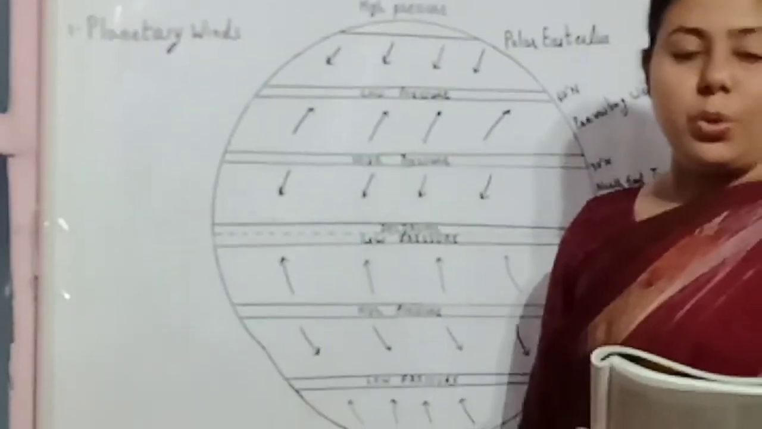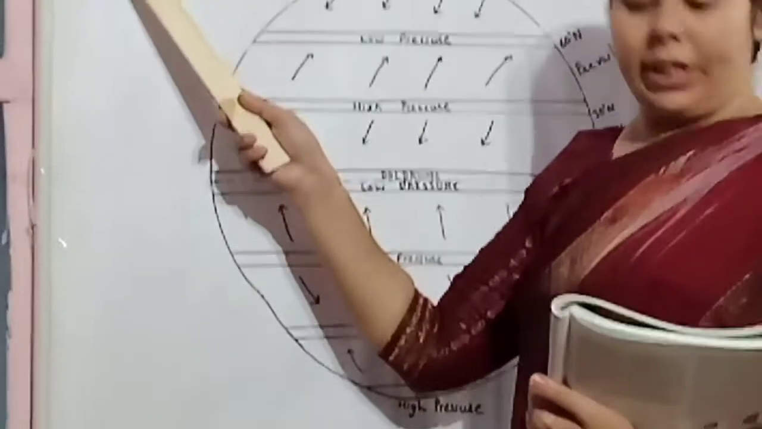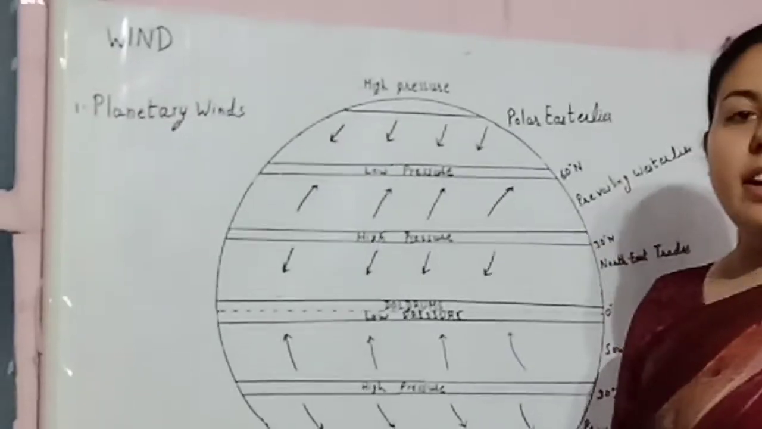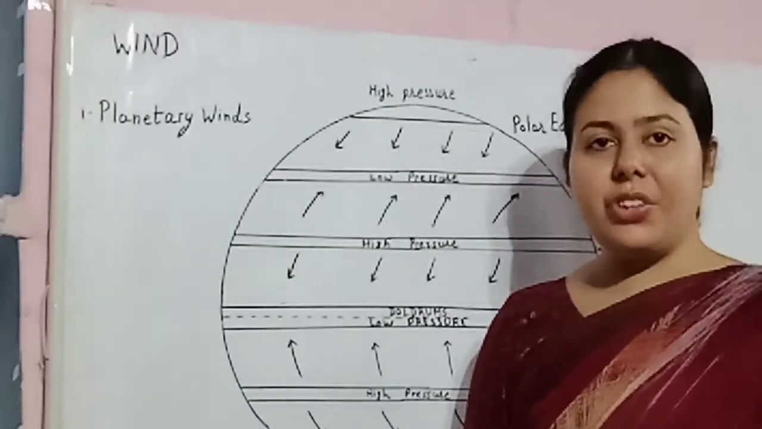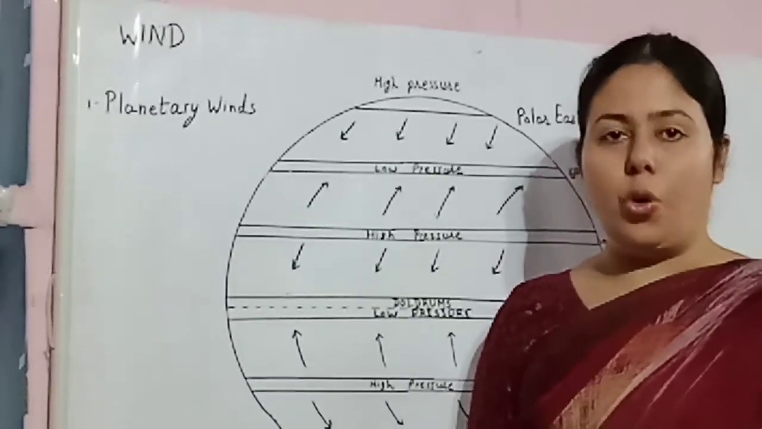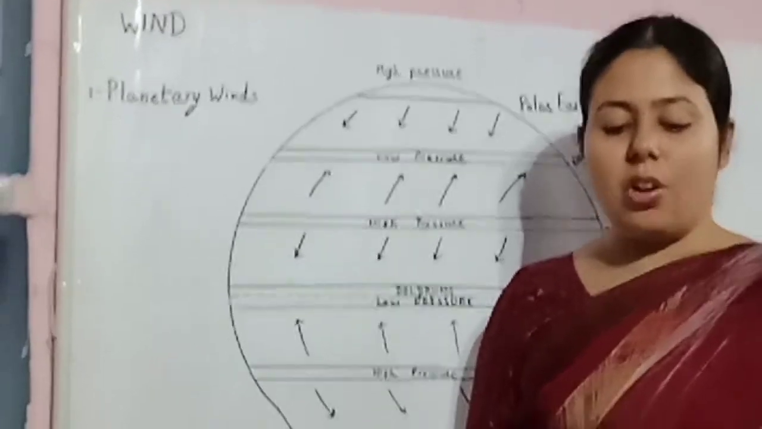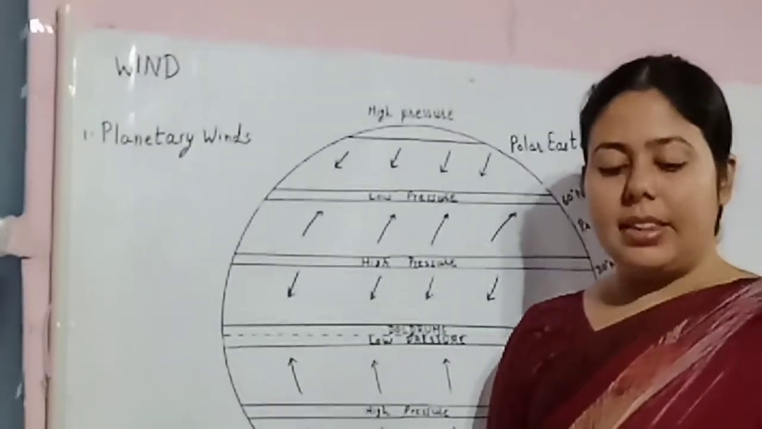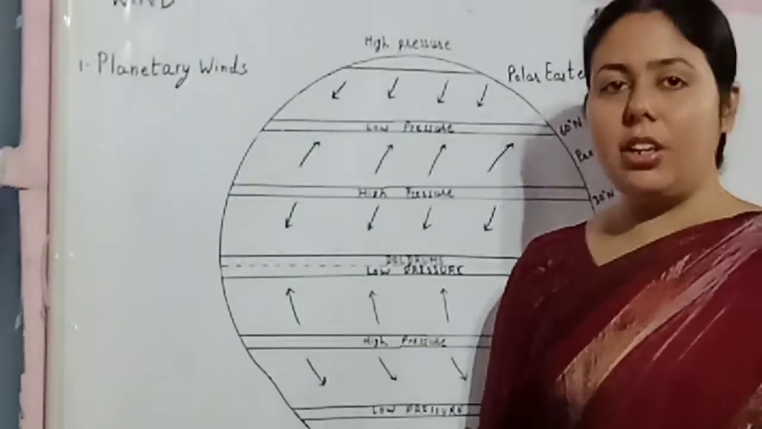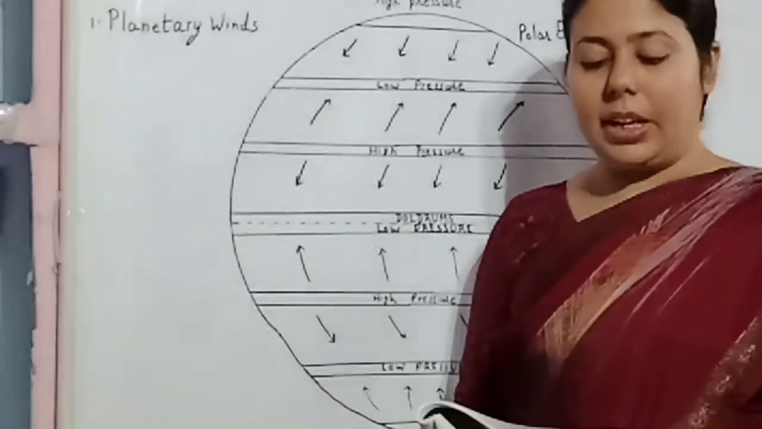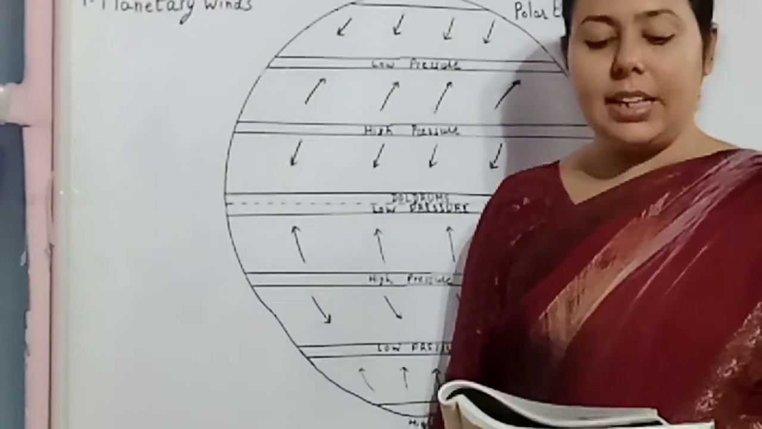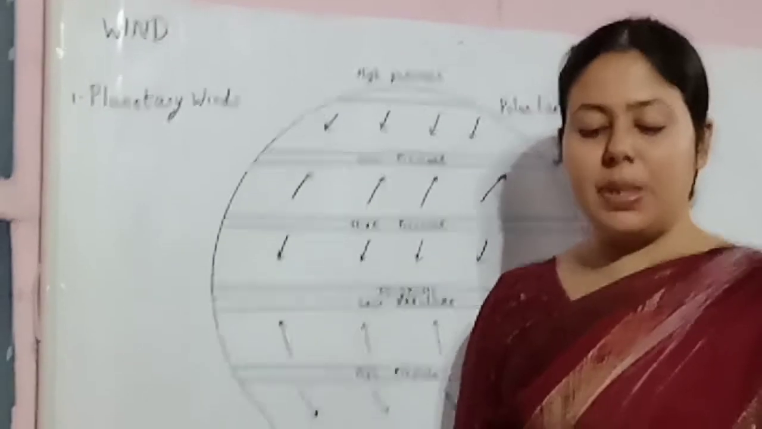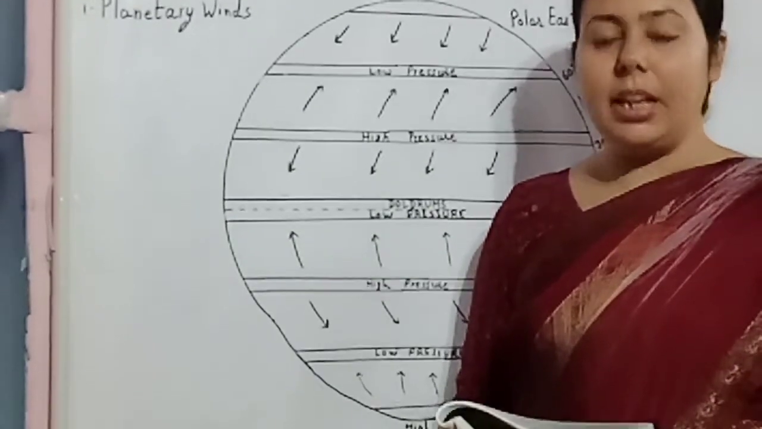Now I am going to tell you about the wind. Wind is air in motion. Wind blows from a region of high pressure to a region of low pressure. It is thus a horizontal movement of air that helps in the transfer of heat on the surface of the earth. Wind cannot be seen but is felt. It has both direction and speed, and therefore can be measured.